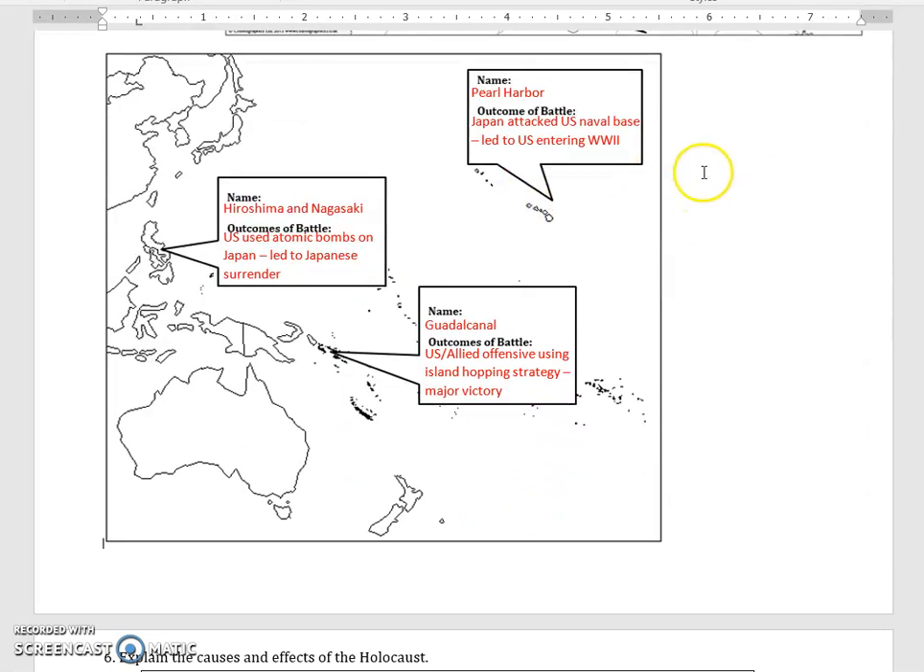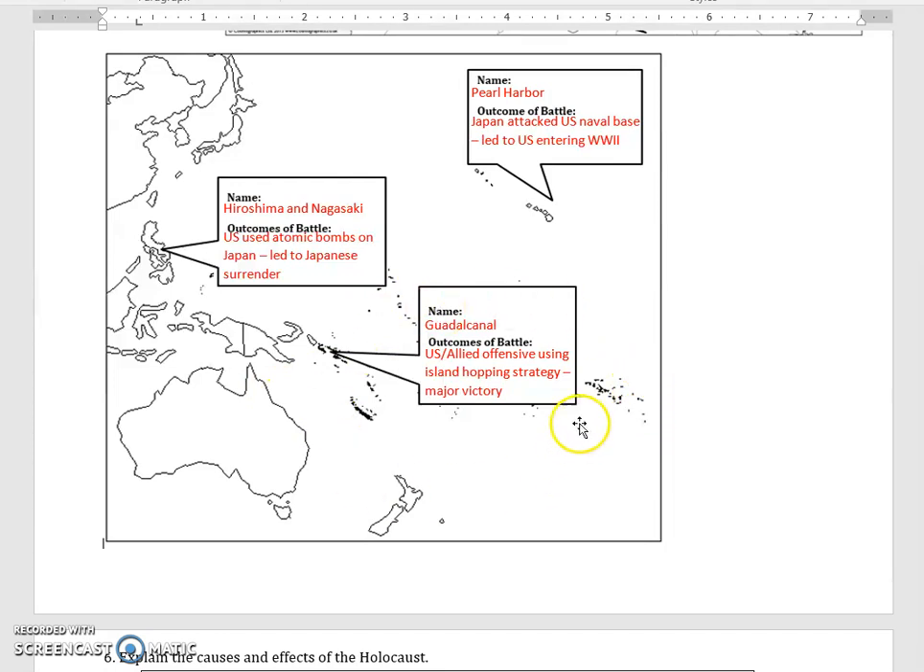Next three I want to look at are in the Pacific. We're going to start with Pearl Harbor. This was the battle that got the U.S. into World War II. The Japanese attacked the U.S. naval base in Hawaii, in part to try and get rid of the U.S. fleet so that they could attack other islands, partly as retaliation for the U.S. embargo on oil and steel.